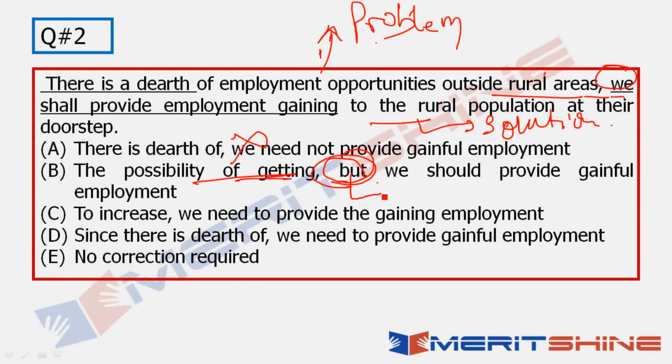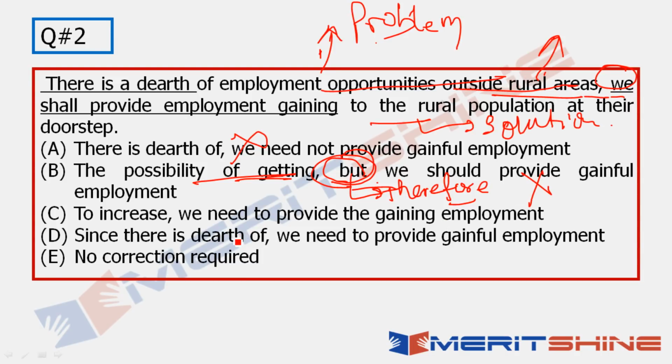Why but? There should be something like therefore, because there is dearth, which means lack. Because there is lack of employment. Acha. Also, the meaning changes here. The possibility of getting of employment opportunities outside rural areas is what? More or less. We do not know this. So B is not giving me anything concrete. We do not know whether the possibility is more or less. And then we say but. No, but would be fitting only if the possibility is more, right? So therefore this is eliminated.